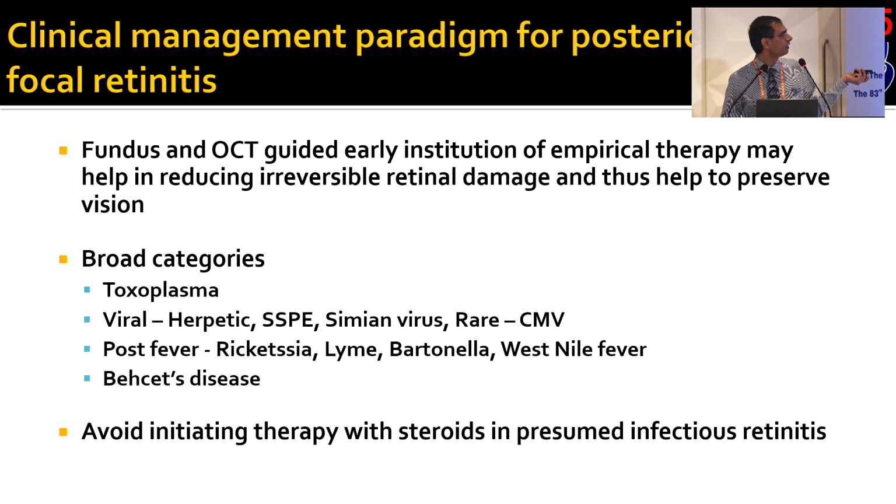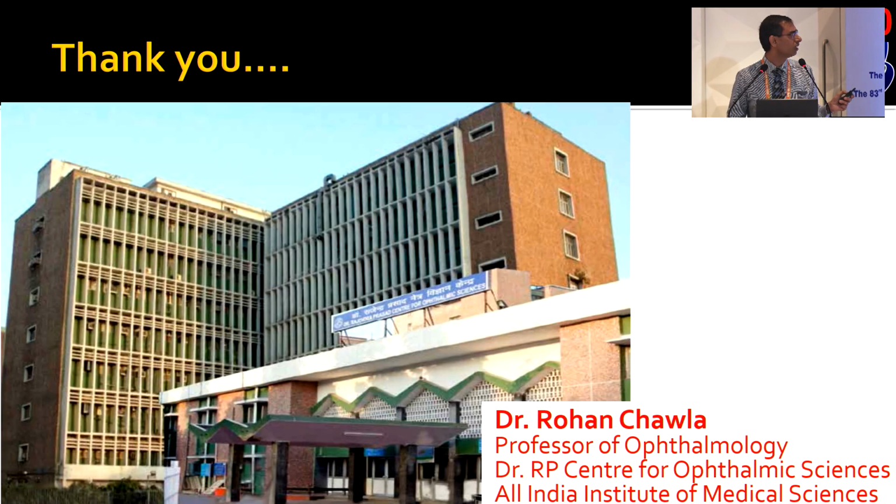So the broad categories: first I would say toxoplasma, everyone should know what it is. Second, if there is a flat plaque-like lesion, it could be viral. Third, if there is a history of fever, a history of rash, or you are seeing something like multiple cotton wool spots with inflammation in the eye, it comes in this category. Or rarely, do not miss out the other histories of oral ulcers or some other signs like a hypopyon uveitis. It could be Behçet's disease. But whatever it is, when you think it is retinitis, please avoid initiating therapy with steroids. Start one of the anti-infectives first, and then after a few days go on to add steroids. Thank you. Thank you so much.